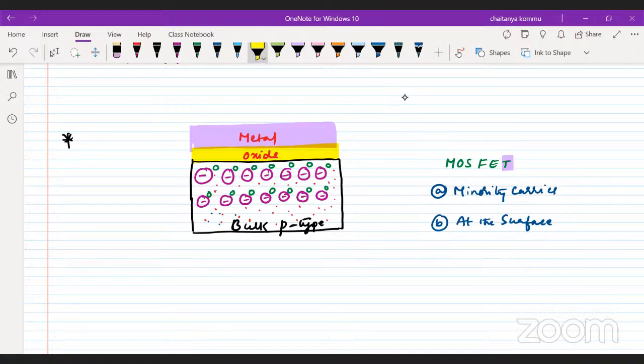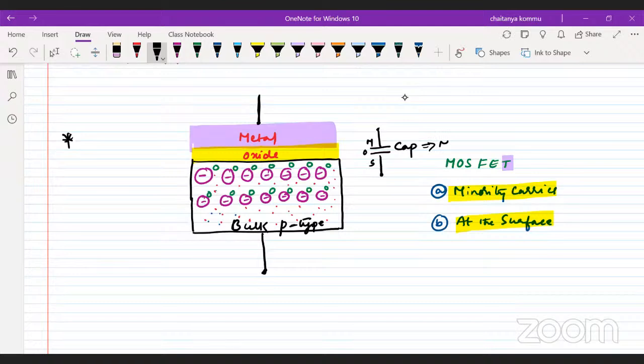Our requirement is minority carrier transportation, and that too available at the surface. What we have to do is provide the potential difference between the top plate and bottom plate. If two conducting plates are separated by an oxide, normally we can call it a capacitor. But here we are using a metal and a semiconductor, with an oxide in between. Therefore, this capacitor we can call a MOS capacitor, right?